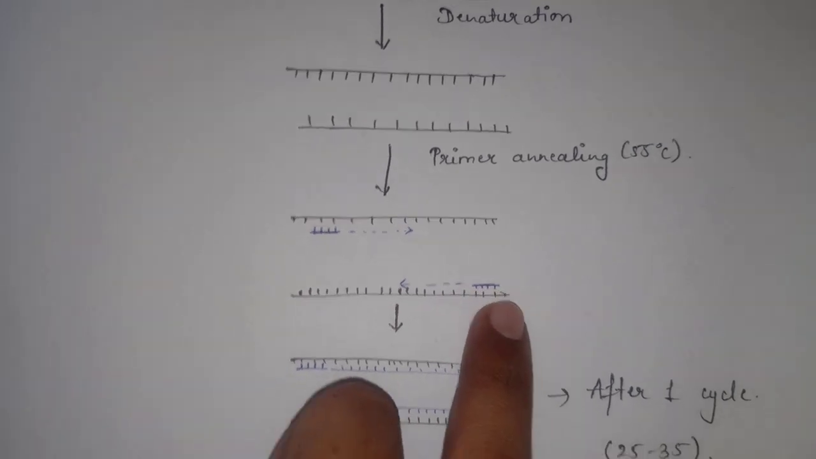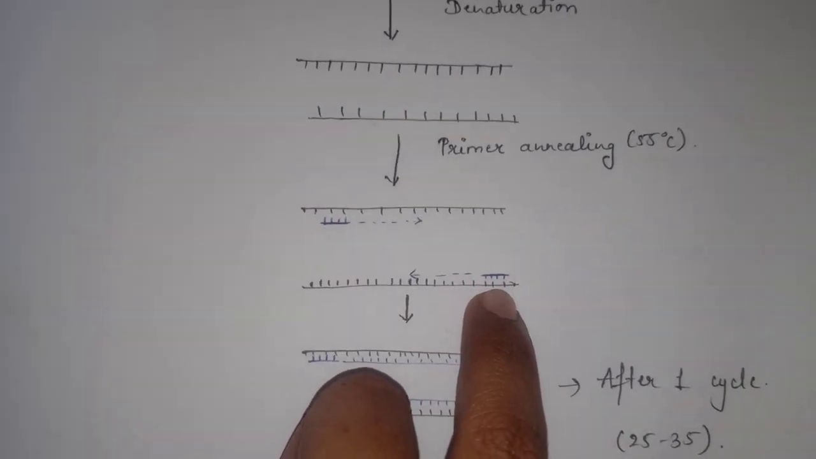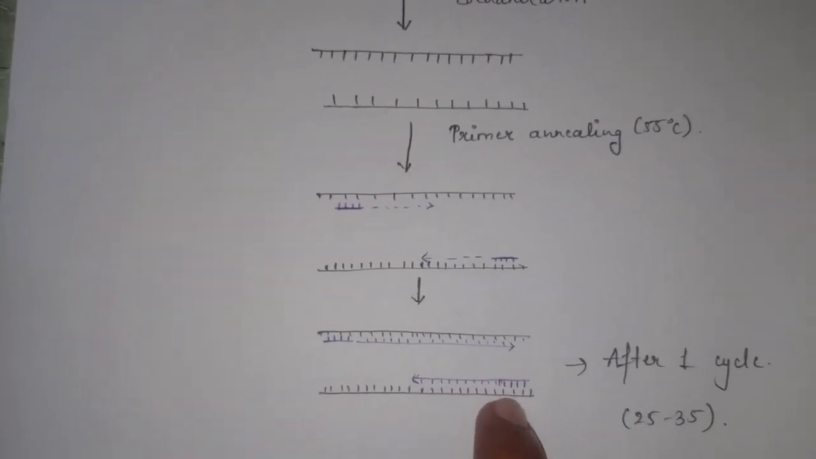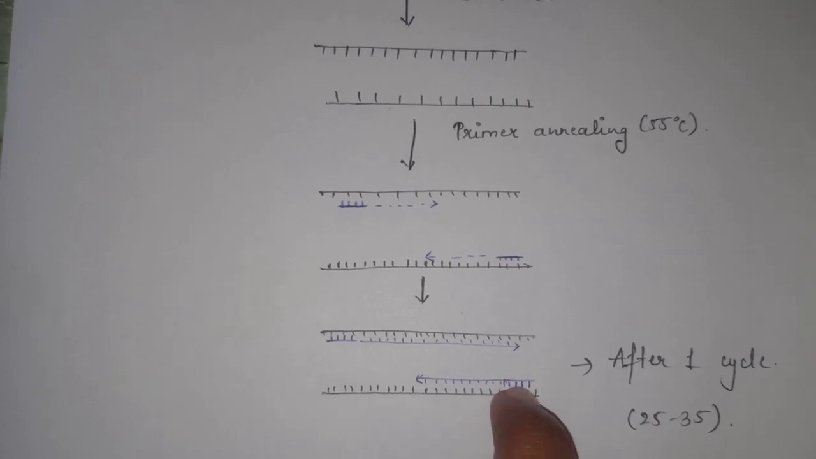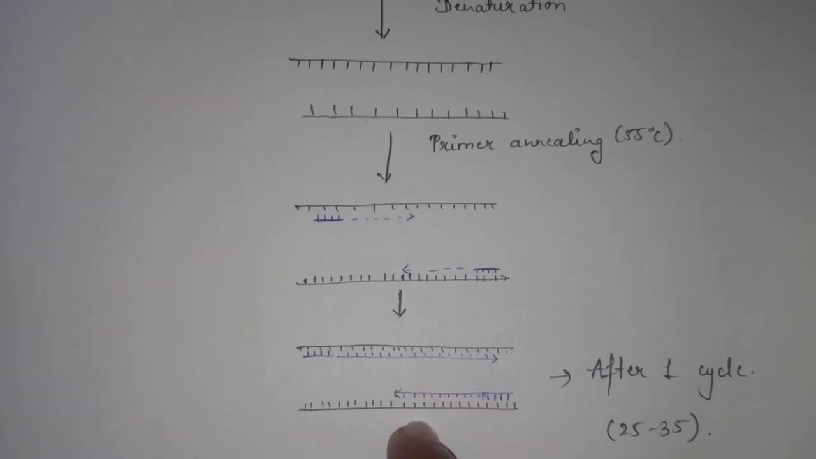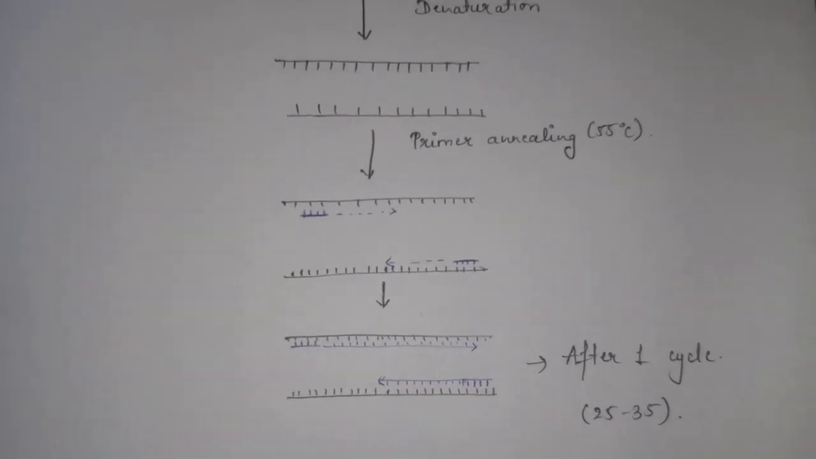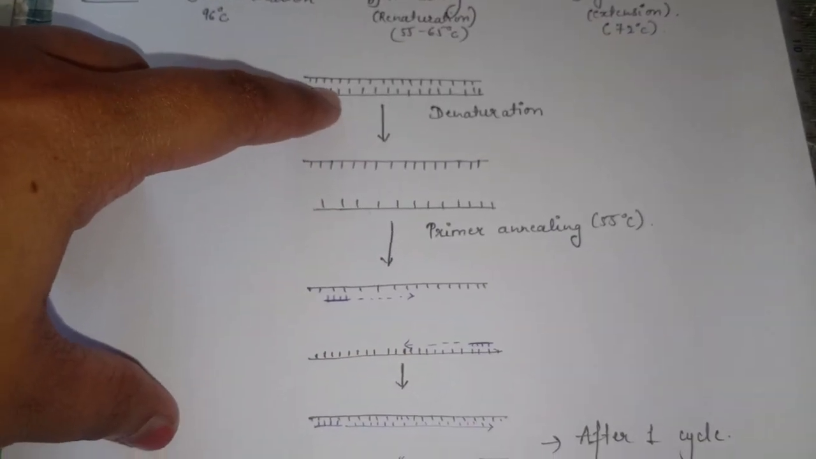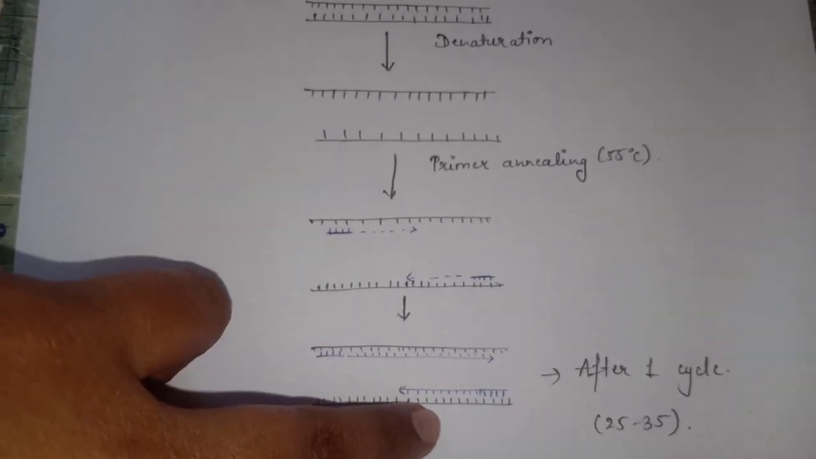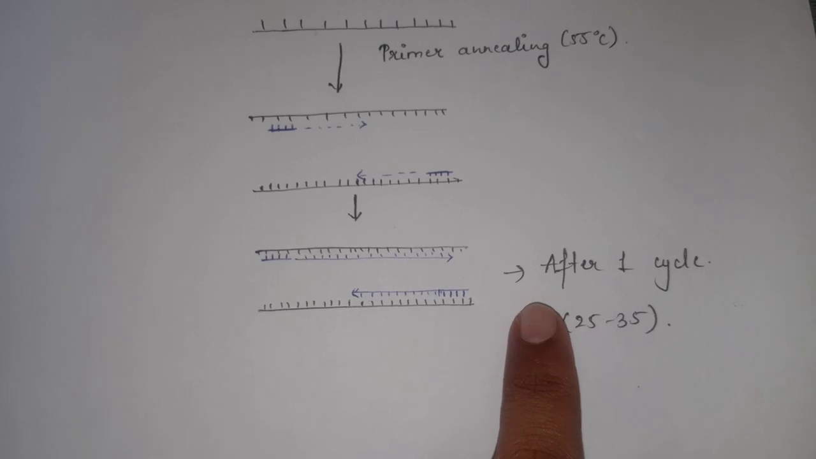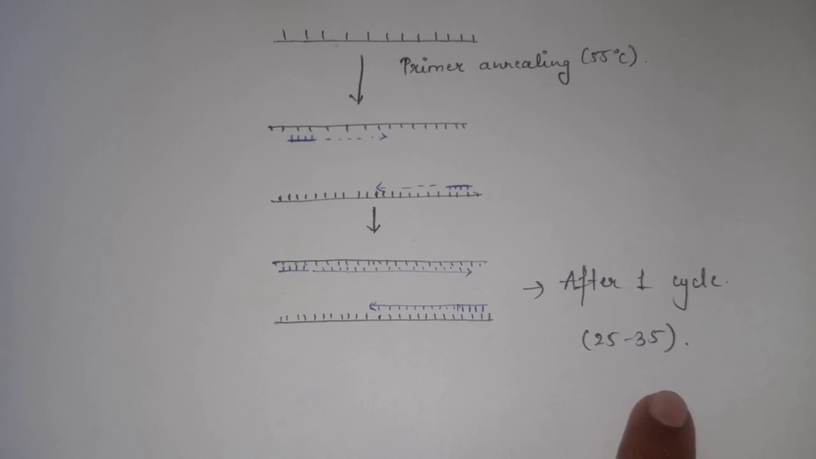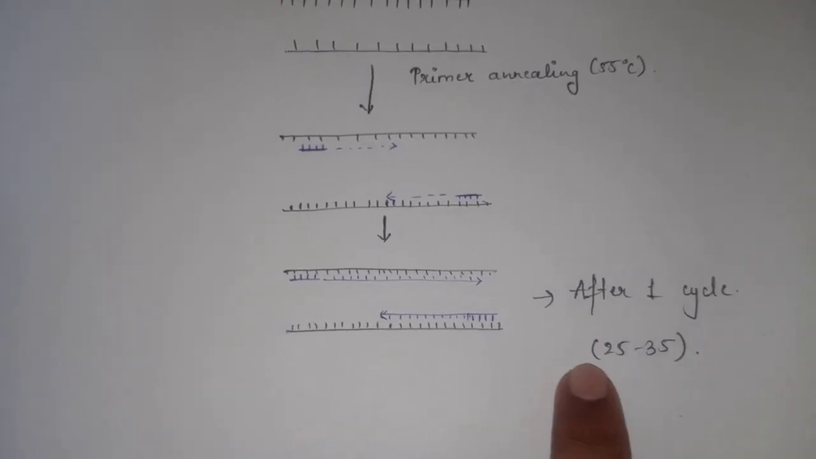After the annealing process, there would be a synthesis process, or we can call it an extension process. When the primers get attached to the templates, with the help of Taq polymerase enzyme, these primers would extend the strand, and after one cycle you get double-stranded DNA. Meaning from this double-stranded DNA, from 2 copies we get 4 copies, 2 and 2. So after one cycle, as we get 4 copies, around 25 to 35 cycles are carried out, and this whole process requires around 2 to 3 hours.